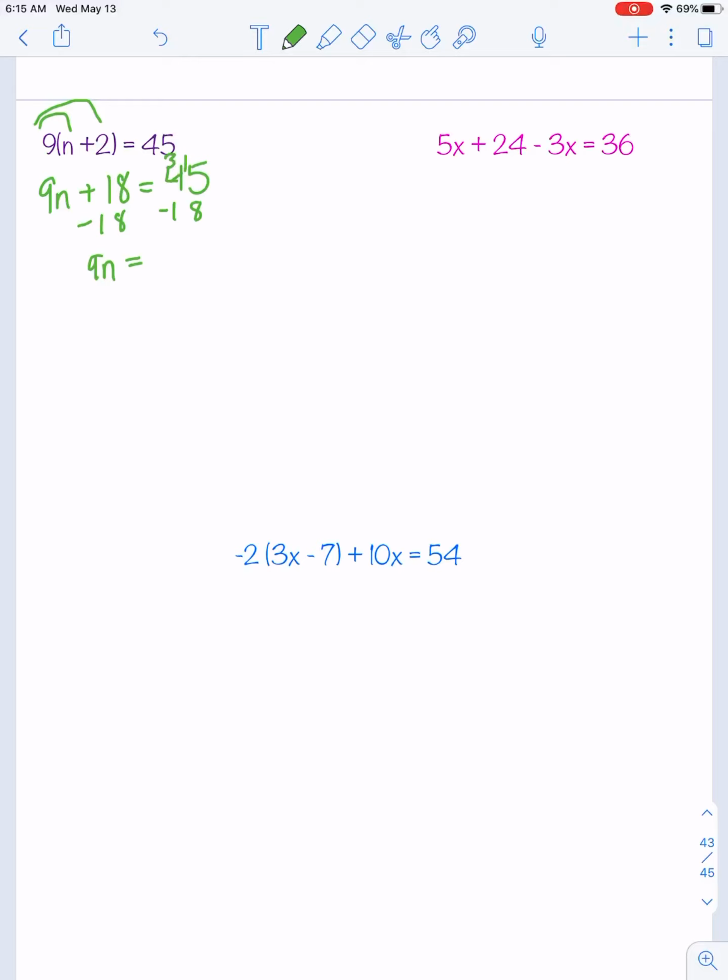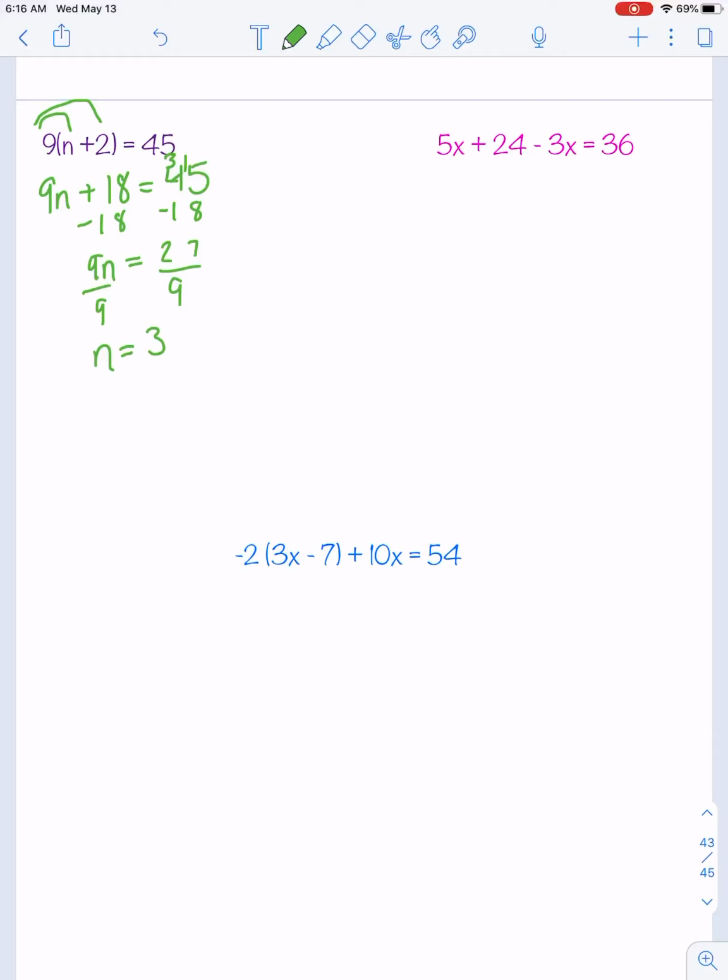we get 27. So now I need to isolate my variable. So I divide both sides by 9. So n equals 3.